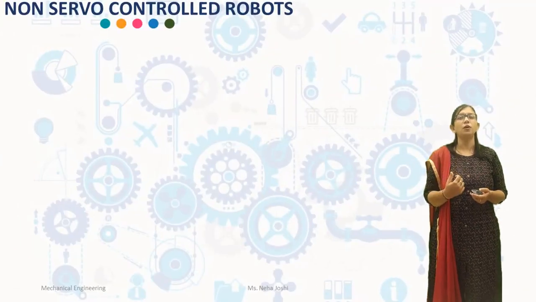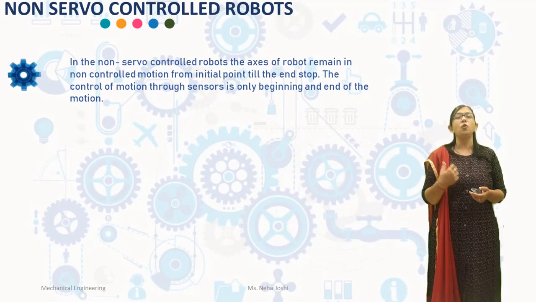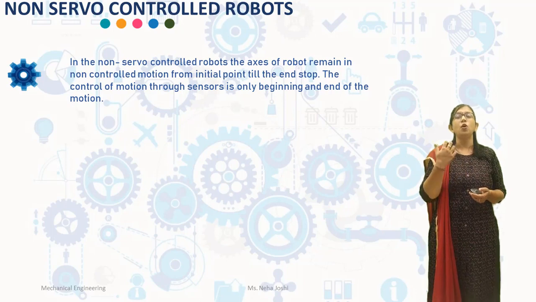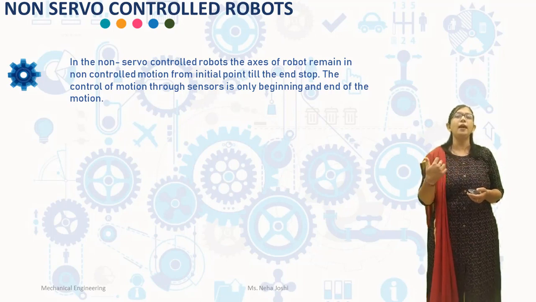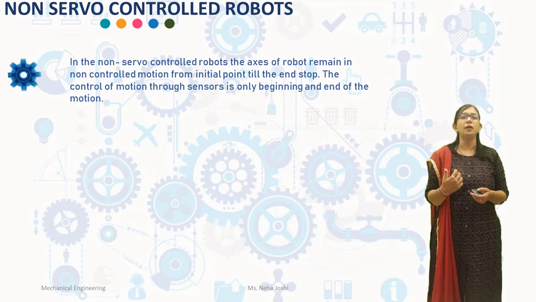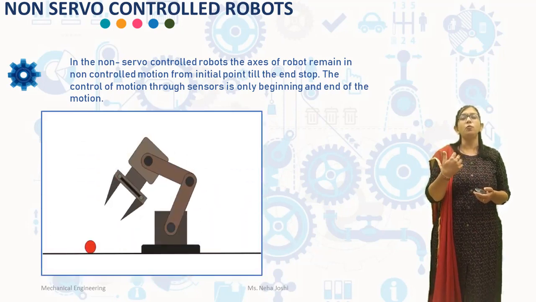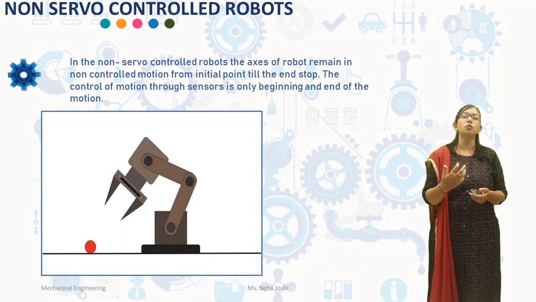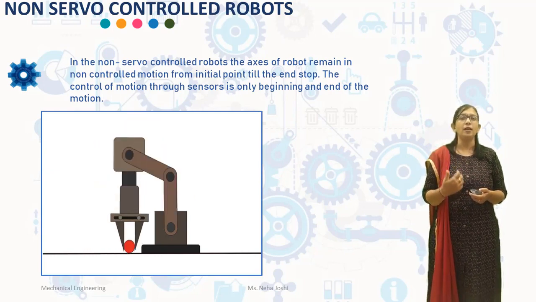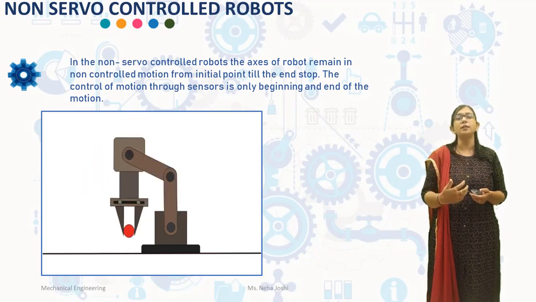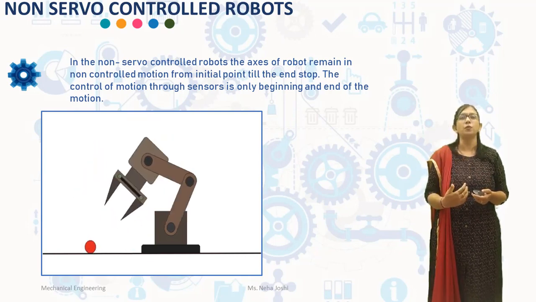Now, what is non-servo control robots? In the non-servo control robots, the axis of robot remains in uncontrolled motion from the initial point till the end stop. The control of motion through sensors is only at the beginning and end of the motion. There is no monitoring of the motion at any intermediate points. In short, there is no feedback and the control system is an open loop type control system.